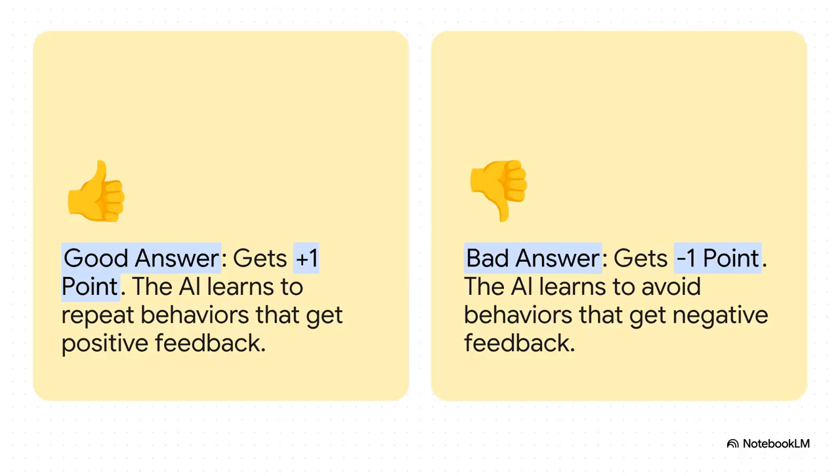Now, to make sure these agents are actually helpful and do what we want, we use reinforcement learning. Just imagine that every time an AI gives an answer, a human gives it a thumbs up or thumbs down. A good answer gets a +1 point, a bad one gets a -1. Over millions of examples, the AI learns to generate responses that maximize its score. It's just like training a dog with treats. It learns to do more of what gets it positive feedback.